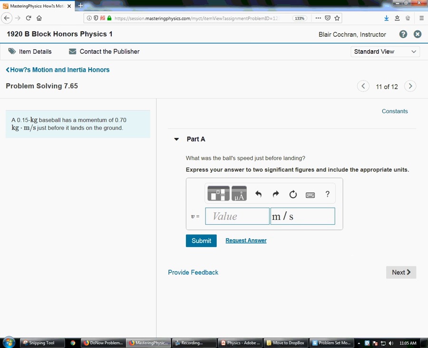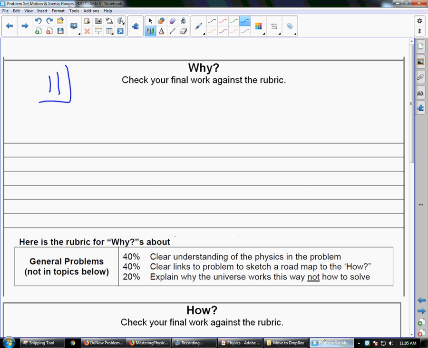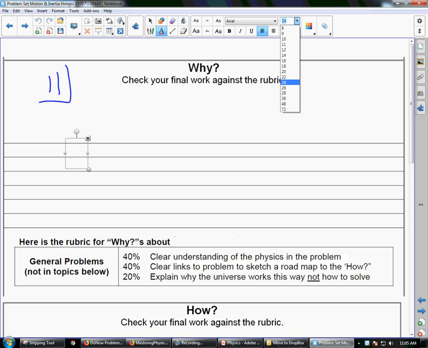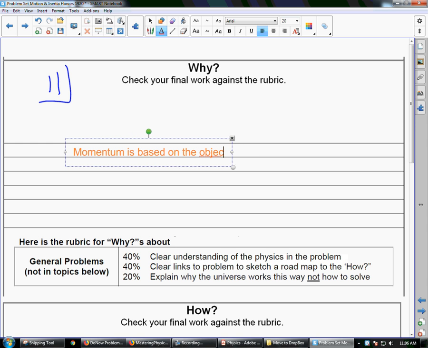We're going to do number 11. We have a baseball with certain momentum, and just before it hits the ground, they want to know what's the ball's speed before landing. Let's go here. I'm wondering if 20, I just want to see if 20 will fit. So, momentum is based on the object's inertia and its velocity.